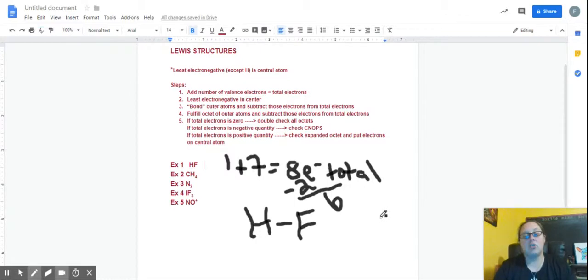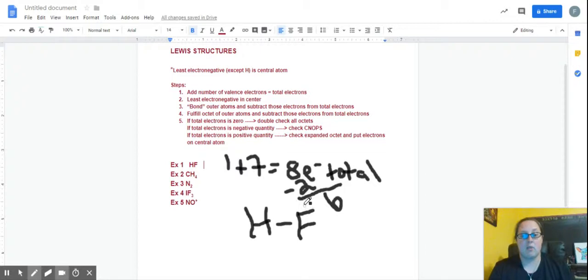Okay? I've used 2 out of the 8. I have 6 left to use. Next step, fulfill the octet of outer atoms and subtract those electrons from total electrons. Now, hydrogen is an outer atom. He only needs 2, and you see how he already has 2 in this bond here. Fluorine, however, needs 8, and he only has 2 currently.